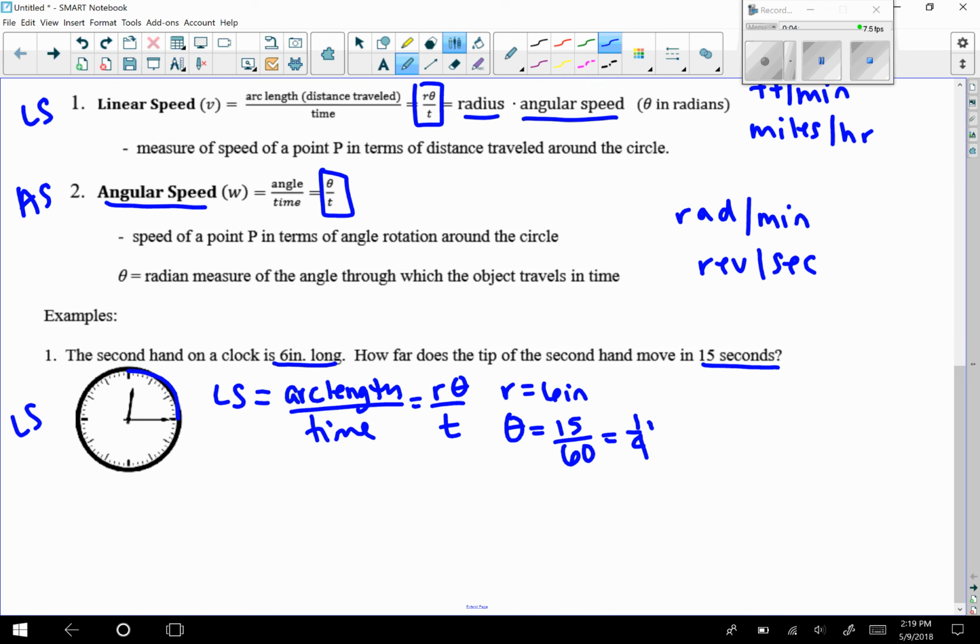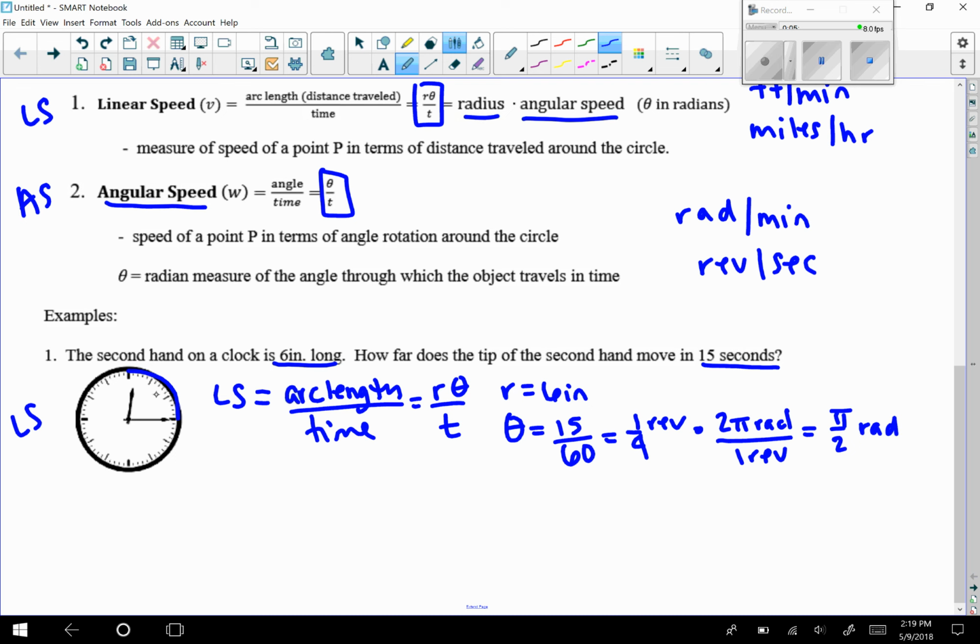So that's in revolutions. And we actually need to turn this into radians. So if I turn this into radians, remember that you want to multiply it by the whole, which is 2 pi radians per 1 revolution. That would actually give me pi over 2 radians.